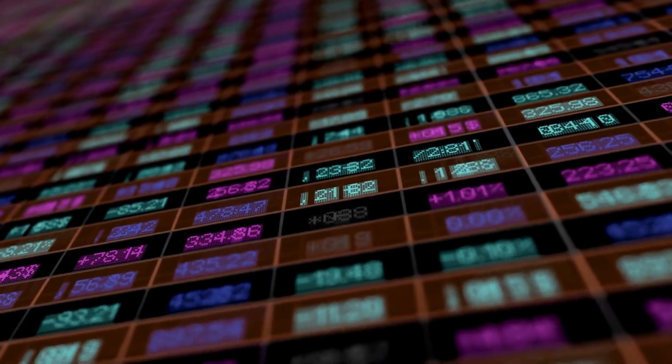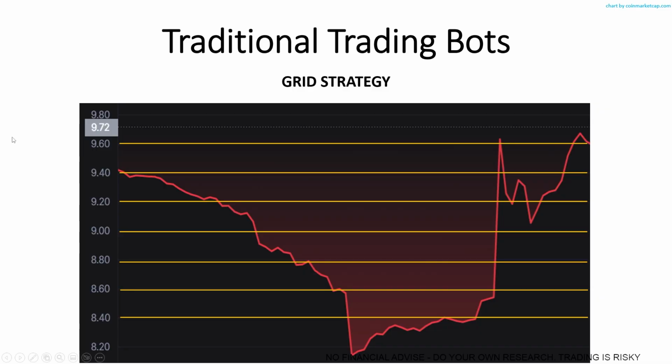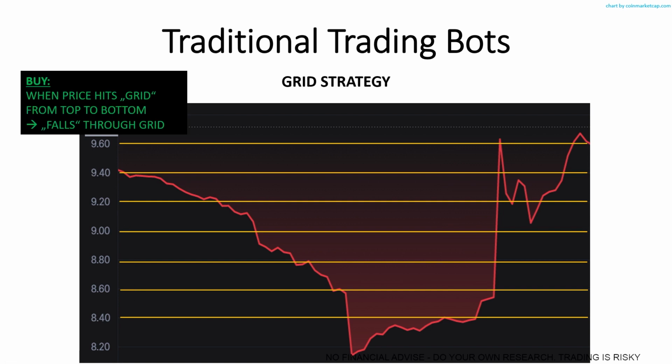So to make it easy, I'll show you a graphic right here. My grids are every 20 cents, so the yellow lines are my grid orders. Okay, so we have it at 9.60, 9.40, 9.20, $9, 8.80, 8.60, and 8.40. The grid bot always will buy when the coin hits the preset buy order from top to bottom. So in our example right here, we will have 7 buy orders at 9.40, 9.20, all the way down.